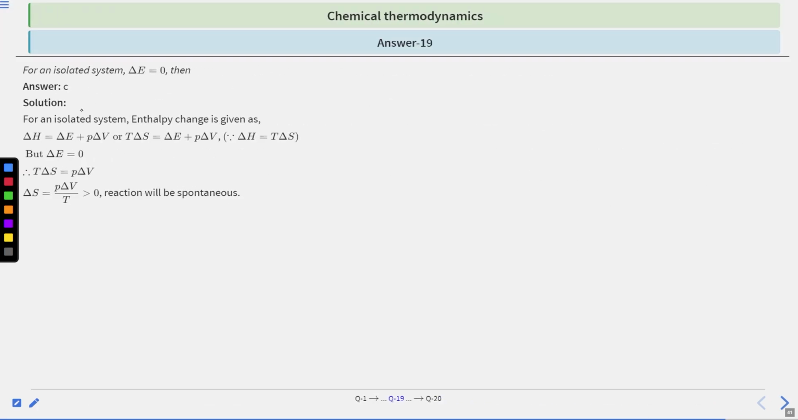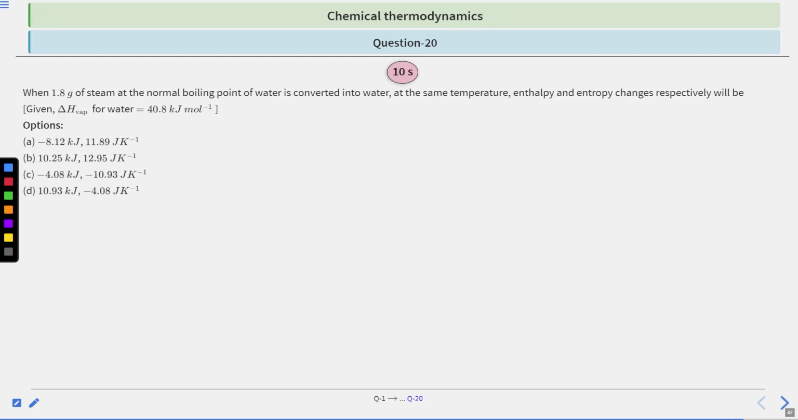So the correct answer is option C. For an isolated system, enthalpy change is given as del H equals del E plus P del V, or T del S equals del E plus P del V, since del H equals T del S. But we are given that del E equals 0. So T del S will be equal to P del V. So del S will be equal to P del V divided by T, and it will be greater than 0. Hence the reaction will be spontaneous. Option C is the correct answer. Moving on to question number 20.